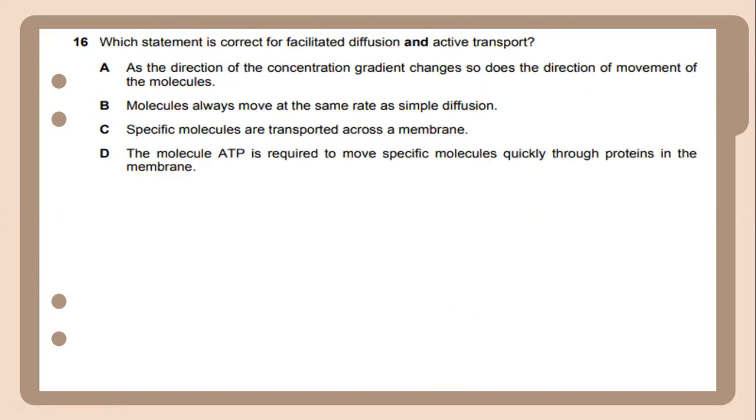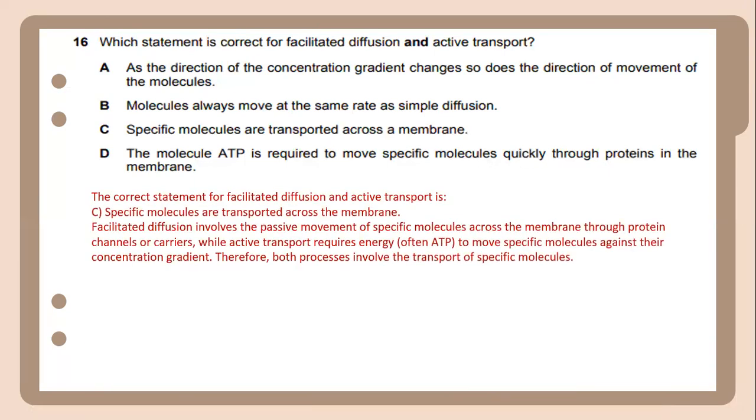Number 16, which statement is correct for facilitated diffusion and active transport? The correct statement for facilitated diffusion and active transport is that specific molecules are transported across a membrane. Facilitated diffusion involves the passive movement of specific molecules across the membrane through a protein channel or carrier, while active transport requires energy, often ATP, to move specific molecules against their concentration gradient. Therefore, both processes involve the transport of specific molecules.